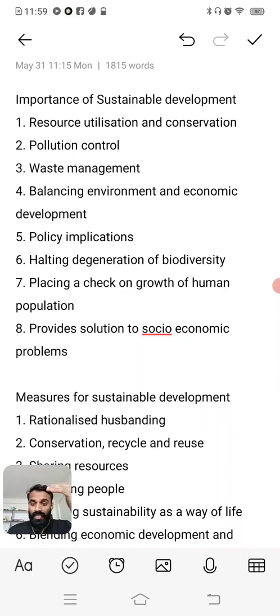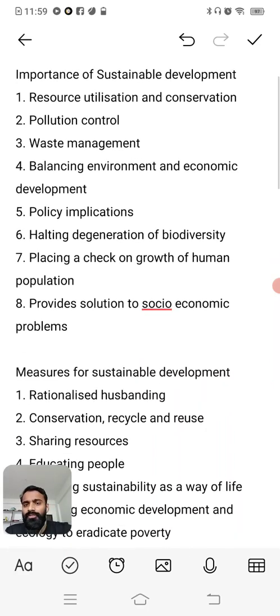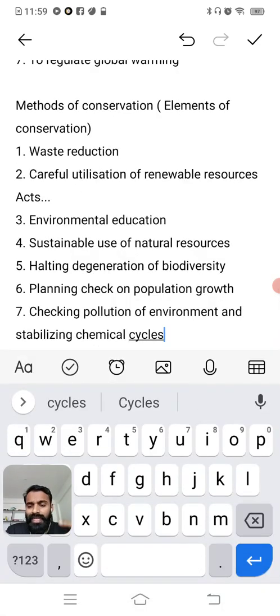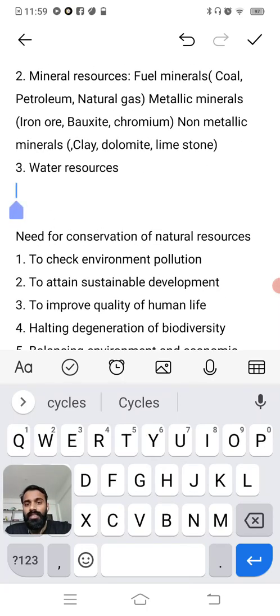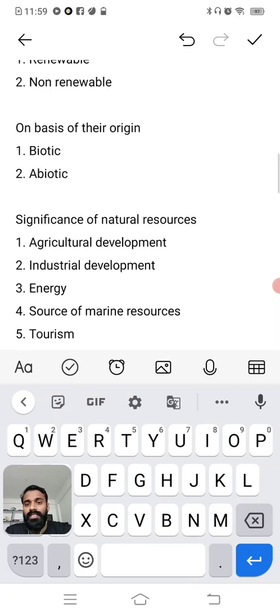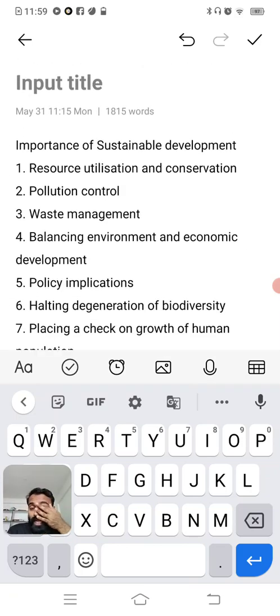So if there is sustainable development, the resources that are very scarce on earth can be utilized correctly and can be conserved for the future development. Second is pollution control. Only if we control the pollution around us, air, water, land pollution, we can conserve this. Only then we can conserve the natural resources.